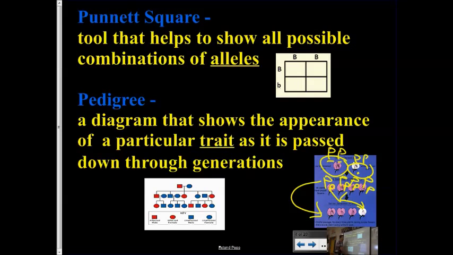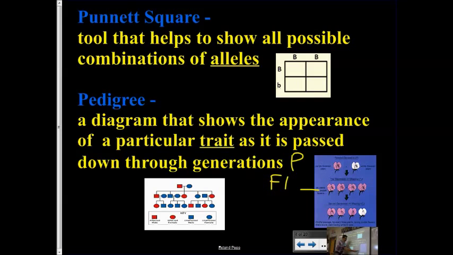And there's a term for each one of these generations. This first generation of the two parents is called the P generation. What do we call the second generation? The babies from that first crossbreed. F1. F1. What do you think we call this one? F2. F2. So there's terms for each one of those.